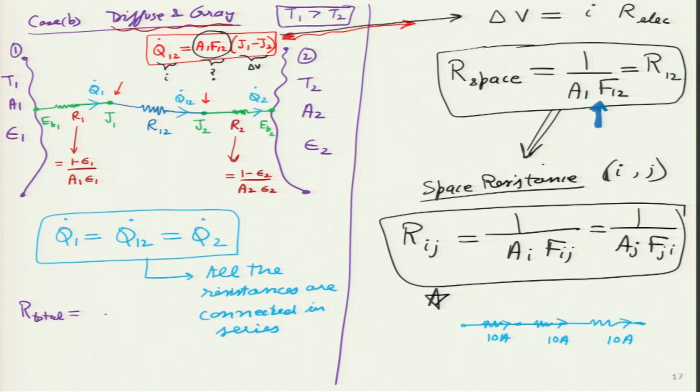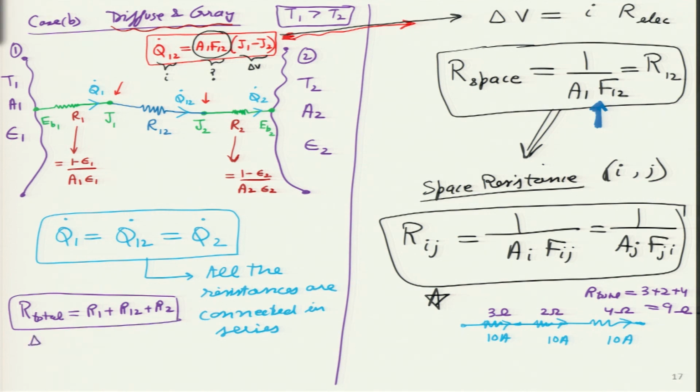So, total resistance is simply, like in this particular case, if it is 3 ohms, this is 2 ohms and this is 4 ohms. So, in this particular case, R total is simply 3 plus 2 plus 4. So, I can write it is 9 ohms over here. So, the expression over here will turn out to be R1 plus R12 plus R2.